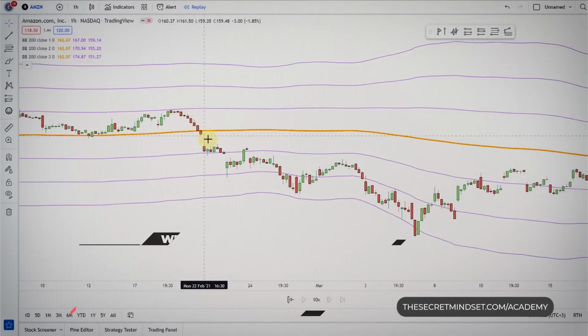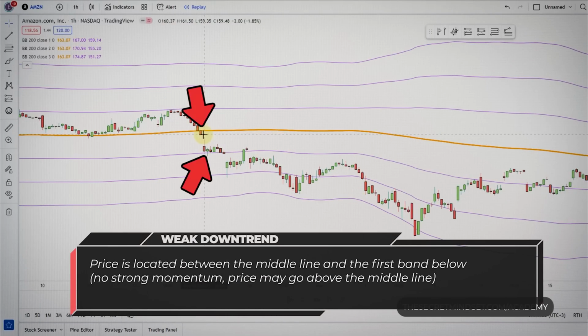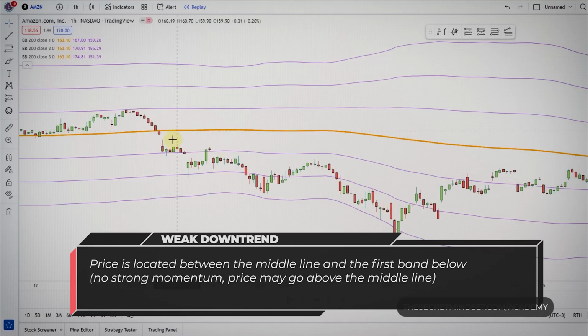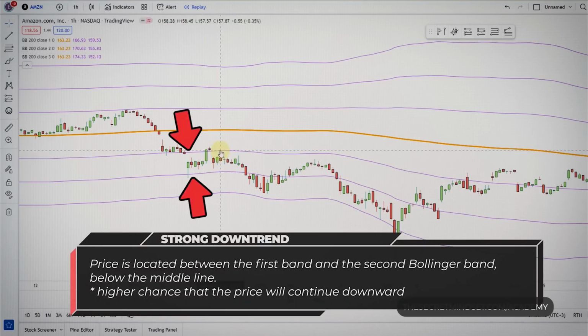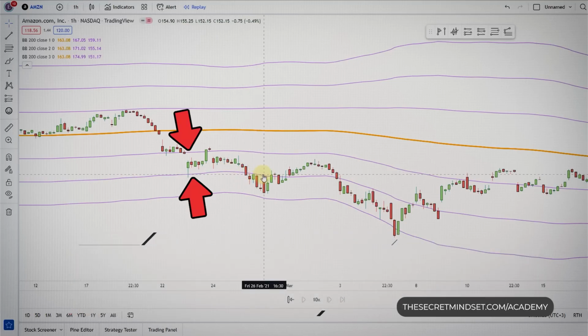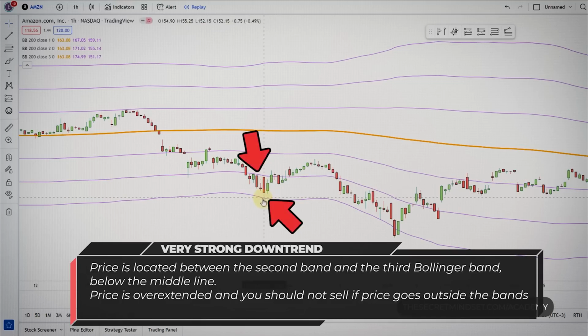And here's a downtrend. Price is below the middle line, between the 200 moving average and the first band. This is a weak downtrend. There is no strong momentum yet, and the price is likely to fluctuate within a range. When price is located between the first band and the second Bollinger Band, below the middle line, we have a strong downtrend. There is a higher chance that the price will continue downward. And when price is located between the second band and the third Bollinger Band, we have a very strong downtrend.